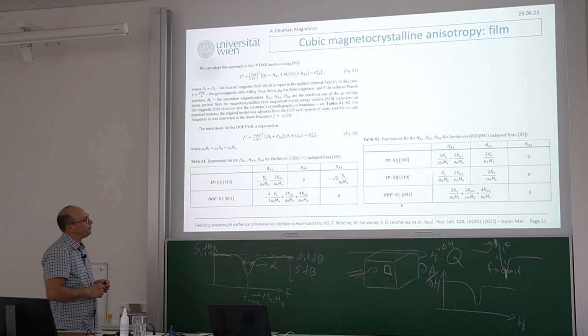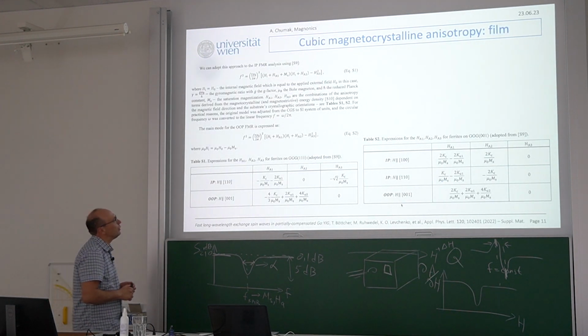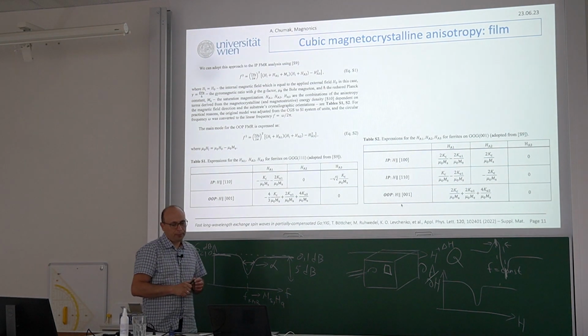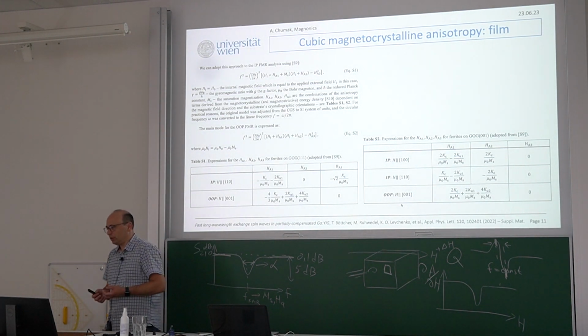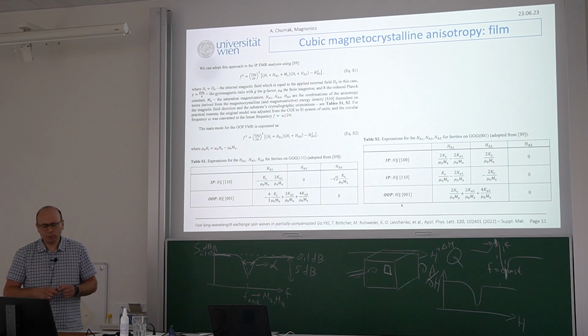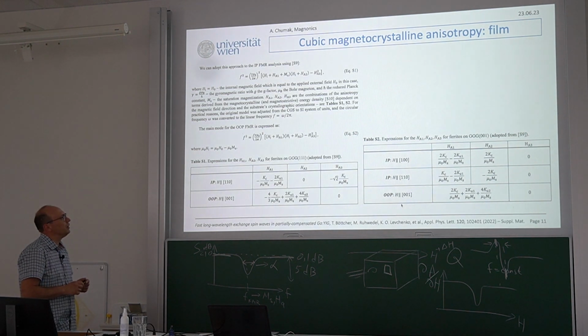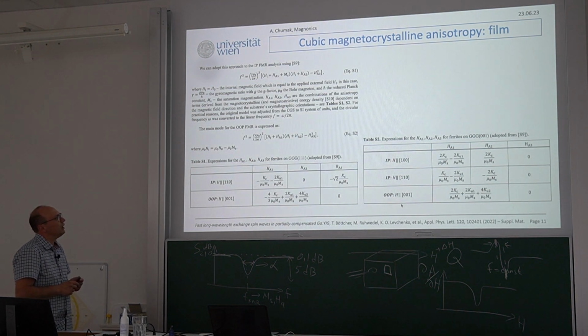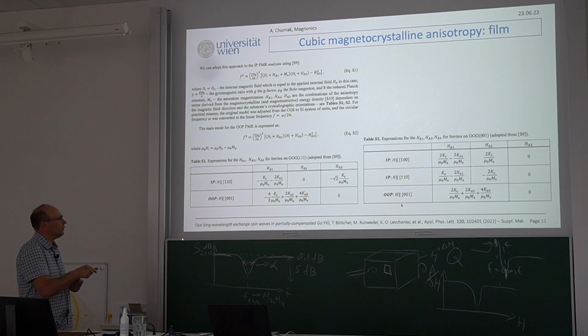Good. And now I would like to focus on the anisotropy. So we discussed anisotropy, and one of the ways you can subtract it is to perform ferromagnetic resonance. So this is again this paper of Bircher et al.